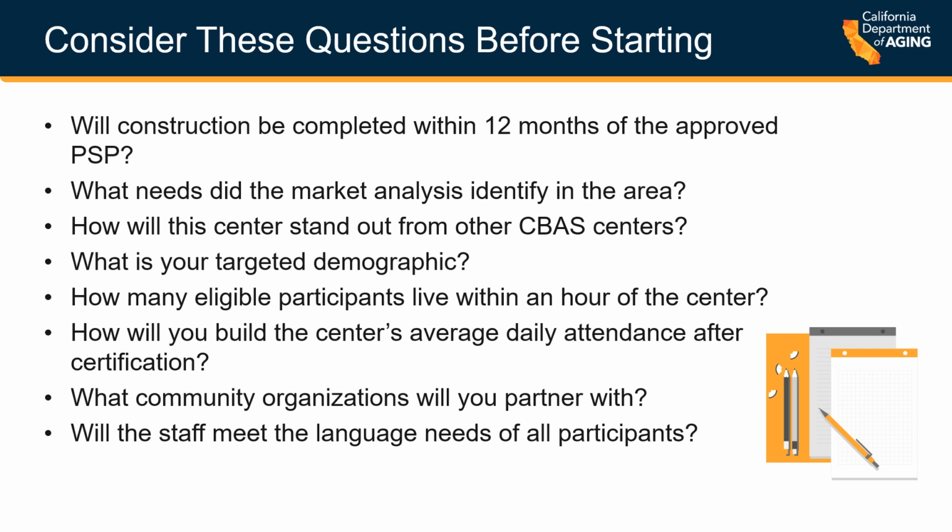What needs did the market analysis identify in the area? For example, are there challenges with access to CBAS services, hospital admission and readmission rates, nursing home admissions, chronic health conditions, food deserts, or lack of access to transportation services? How will this center stand out from other CBAS centers? What is your targeted demographic? How many eligible participants live within an hour of the center?